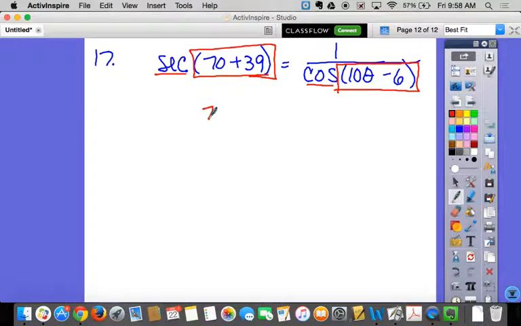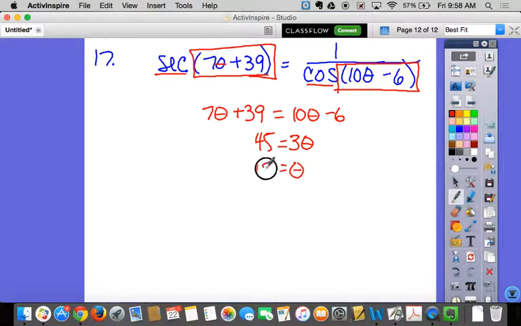So you got, that's supposed to be 7 theta. 7 theta plus 39 equals 10 theta minus 6. Work it out. So 3 theta equals 39 plus 6 is, I do believe, 45. 3 goes in there 15 times. And that's option B. So just make sure you're recognizing your identities. Y'all had to write the reciprocal identities for me, so it shouldn't be too bad.